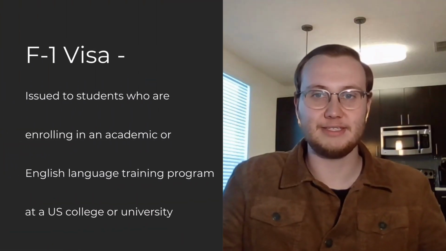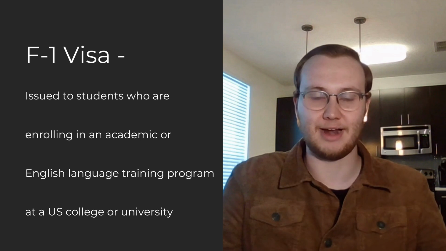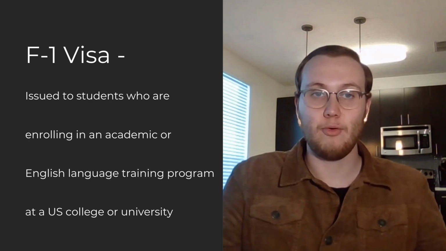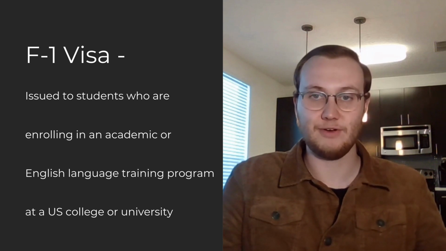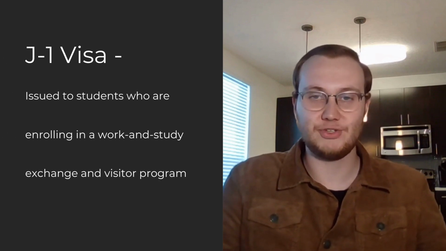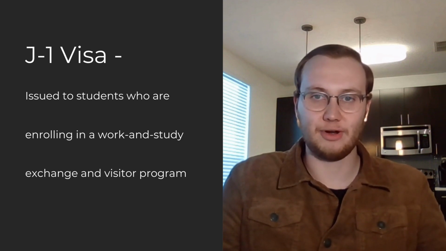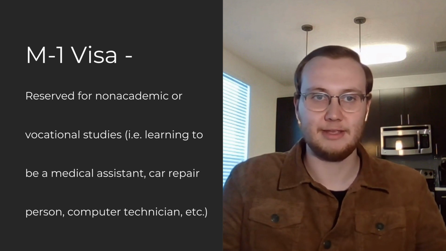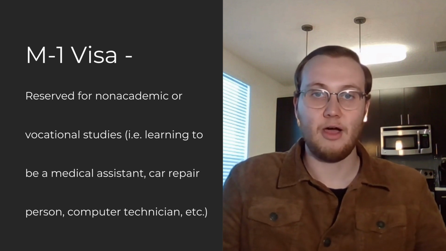The F1 visa is the most common type of visa that is issued to U.S. international students. Typically, students who are enrolling in an academic program or English language program at a U.S. college or university are issued this type of visa. The J1 visa is issued to students who are enrolling in a work and study exchange and visitor program. Educational or nonprofit institutions sponsor these programs. The M1 visa is reserved for non-academic or vocational studies. A few examples of vocational studies are learning to be a medical assistant, automobile repair person, computer technician, or construction manager.